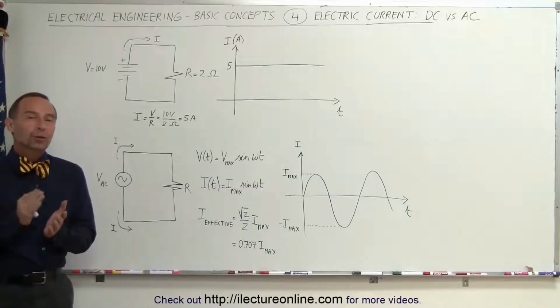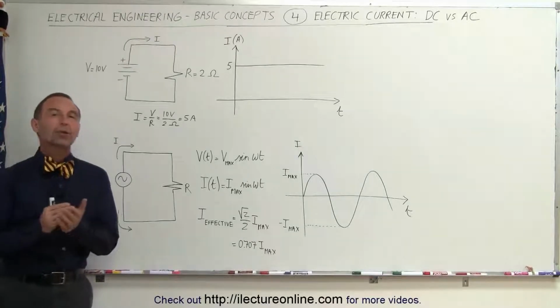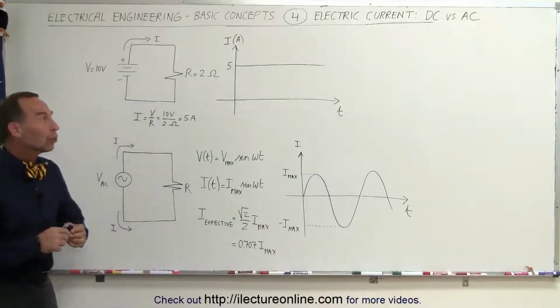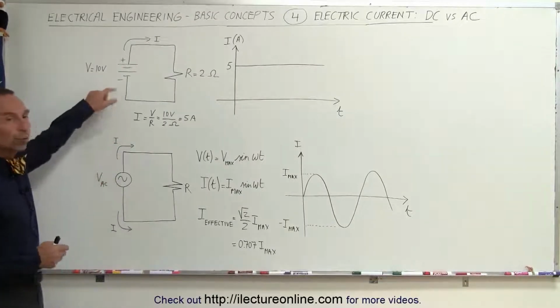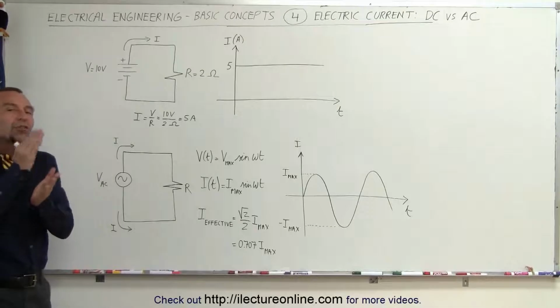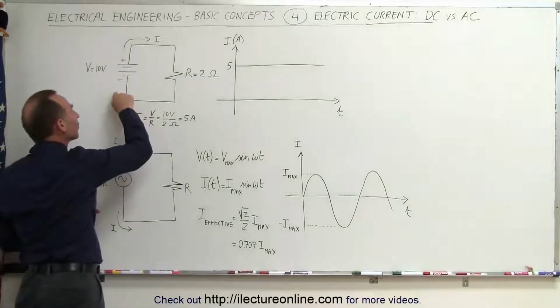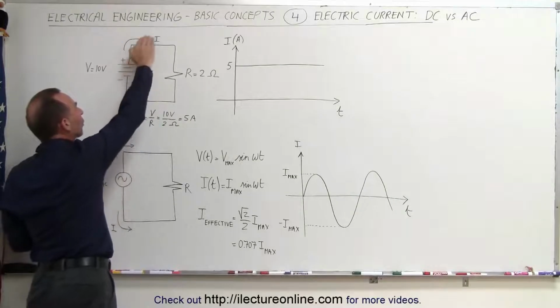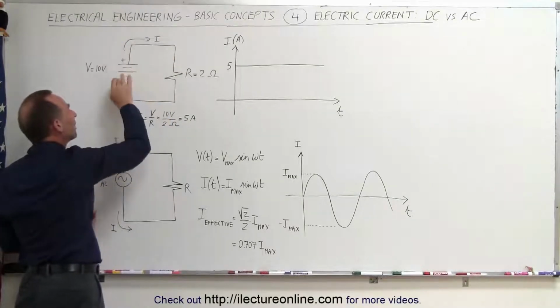Now we're going to take a look at the current, and in particular, the comparison between direct current and alternating current. When you hear the term direct current, it usually refers to a battery source which can only push current in a singular direction from the positive end towards the negative end around the circuit, and so current always flows in a single direction in that particular path, from positive to negative.